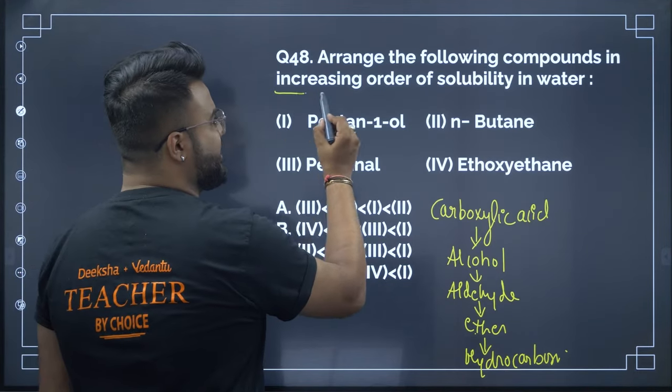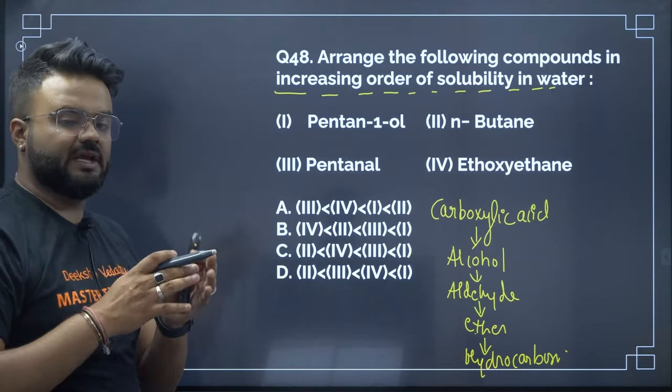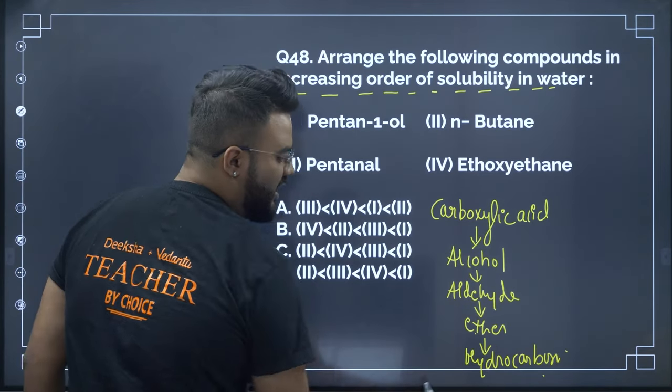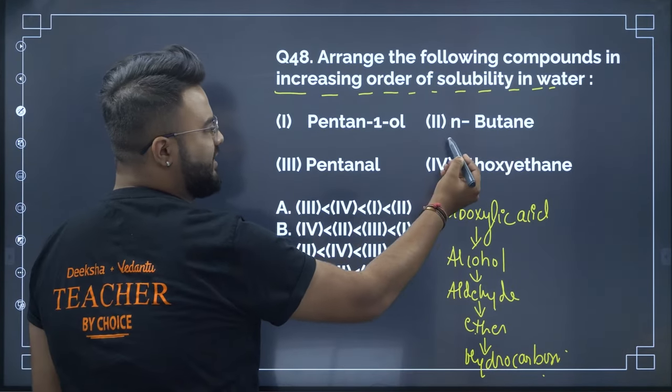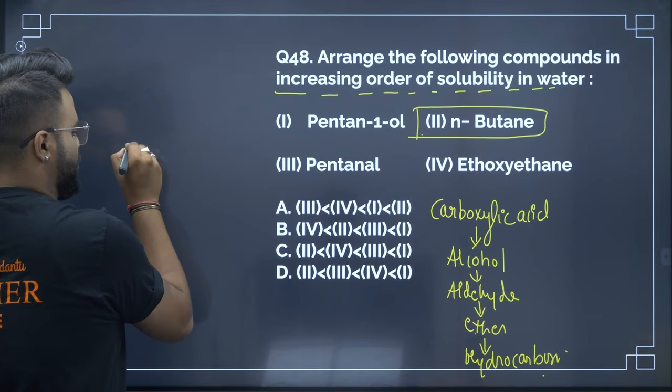Now they are asking for the increasing order of their solubility. It should start with the one which is least soluble, that is the hydrocarbon. Among these, the hydrocarbon is what? That is nothing but your n-butane. So that will be 2.